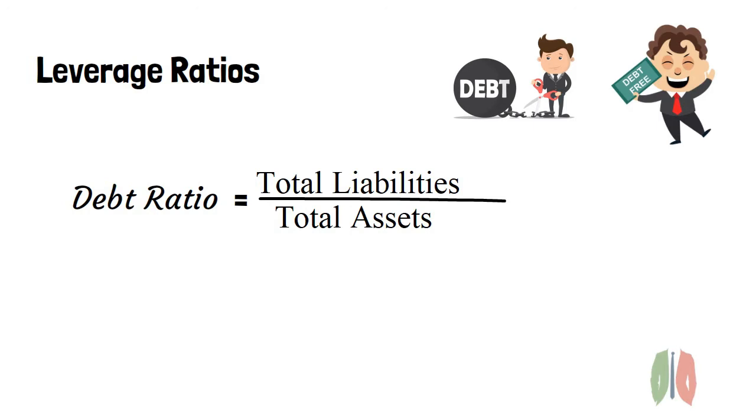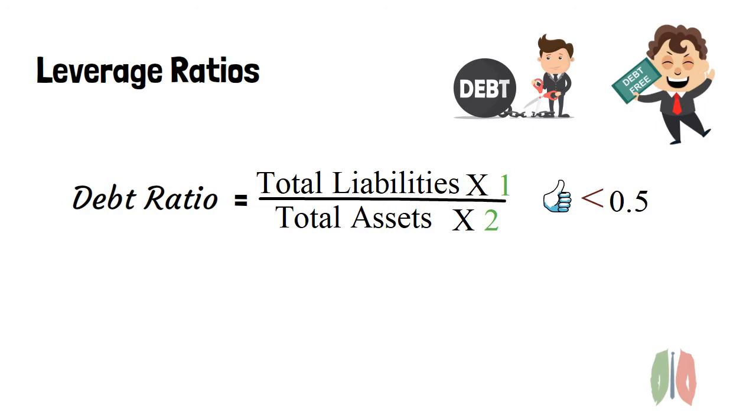This ratio tells us what part the total liabilities are compared to total assets. That means if the assets are double and liabilities are less, the ratio will be 0.5. So the good ratio is less than 0.5.